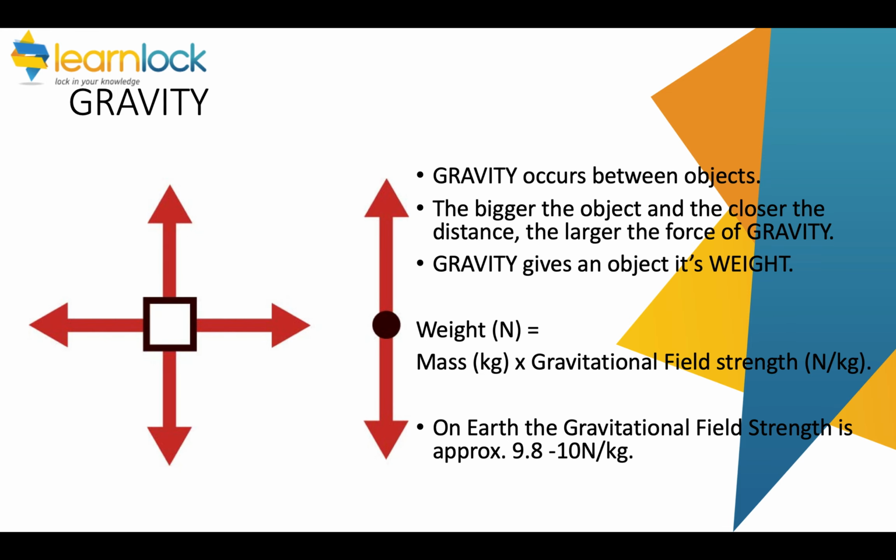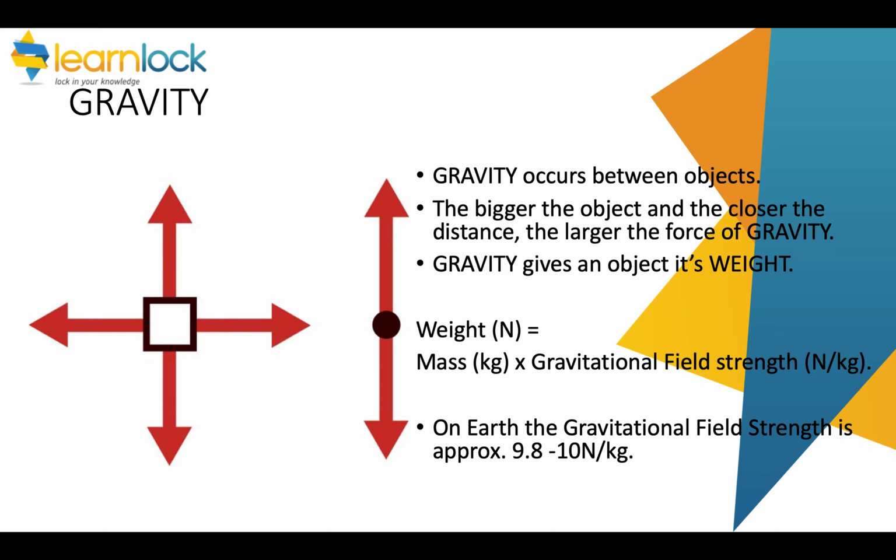So gravity is a force that occurs between objects. The bigger the object and the closer the distance between them, the larger the force of gravity. And it's the force of gravity that gives an object its weight. So the weight of an object is measured in newtons and it's calculated by taking the mass in kilograms and timesing it by the gravitational field strength.